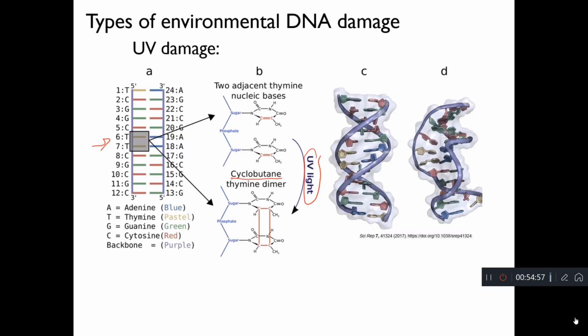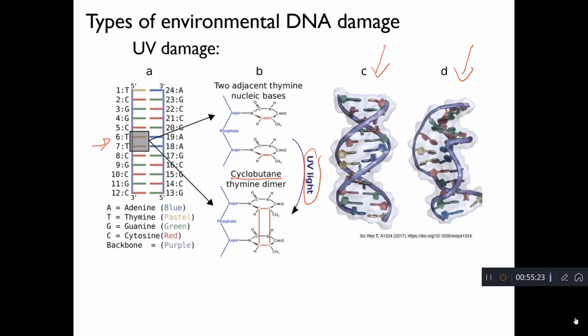And that's shown in comparing figures C and D. So figure C, this is the structure without the dimer between the T and the T, and then figure D is the structure of the dimer between the T and the T. And I hope you can see that these things don't look anything like each other, and the reason for this I think is pretty easy to understand.